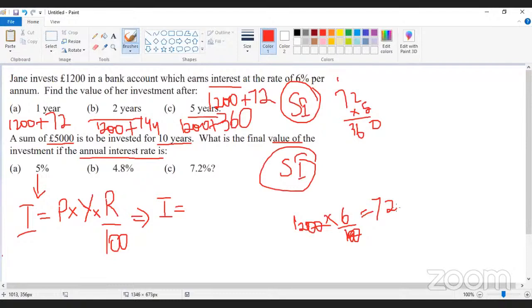Okay, now the same way, can you try with the next question? This is for 10 years. A sum of 5,000 is to be invested for 10 years. If the annual rate is 5%, so that is 5,000 multiplied by 10 years, and that times the given interest, either 5 or 10 or 7.2 or 4.8. After finishing this, then we'll get into the compound.